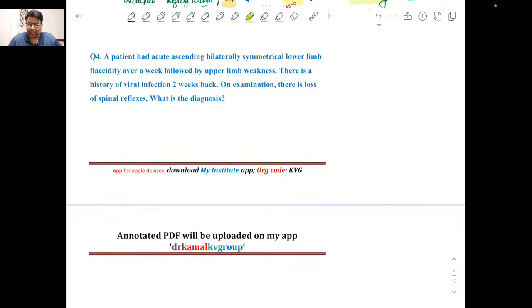A patient had acute ascending bilaterally symmetrical lower limb flaccidity over a week, followed by upper limb weakness. There is a history of viral infection 2 weeks back. On examination, there is loss of spinal reflexes. What is the diagnosis? Now, again, we should write the keywords first. Now, what is given in the question?